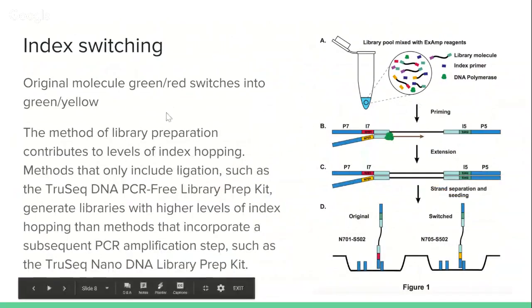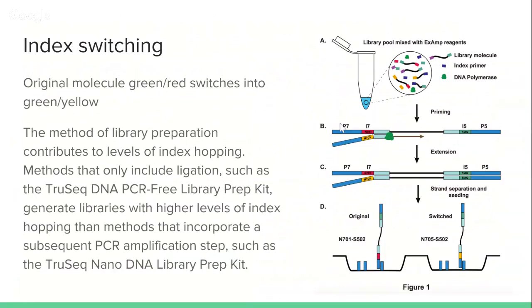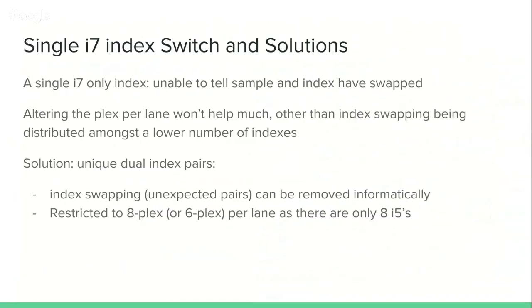So index switching happens where the original molecule green-red switches into green-yellow, and where you have a pool here mixed with the exam reagents, the original molecule can switch into the incorrect I7 and I5 index when it's copied through. So if you rely on the indexes to tell you which of your samples is which, then when this index swapping happens, you basically have misassigned that molecule from then onwards.